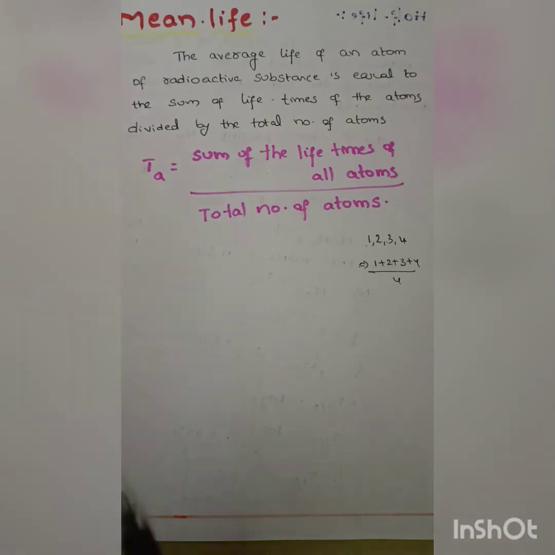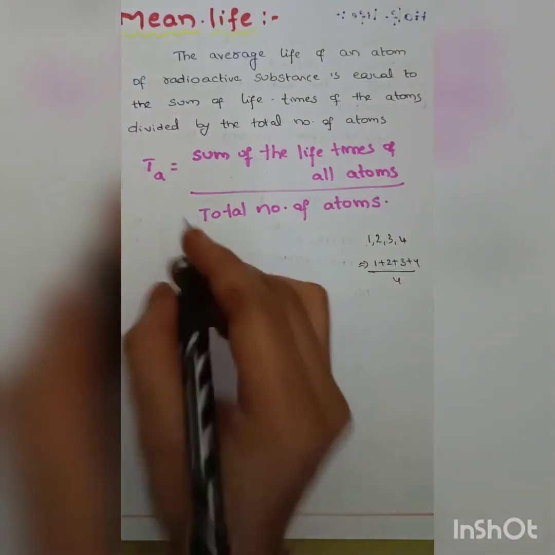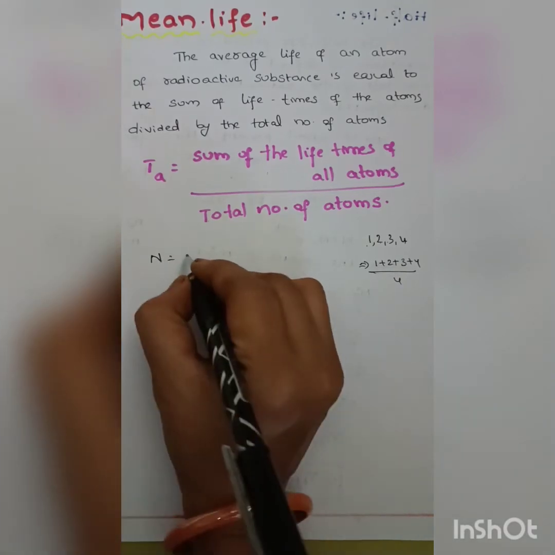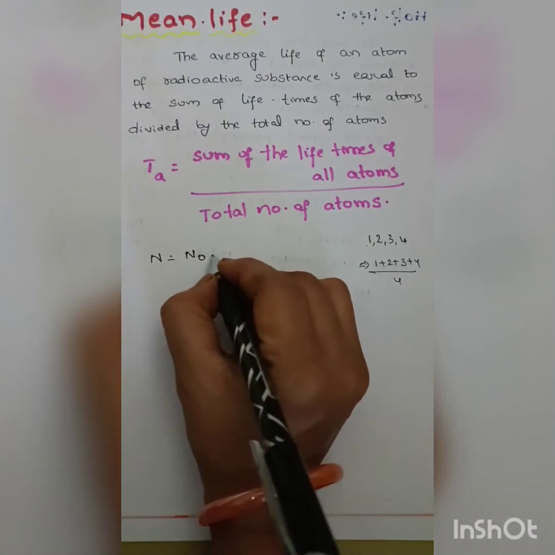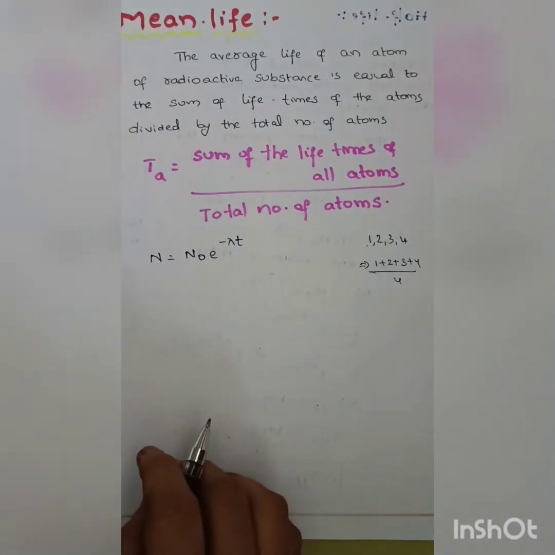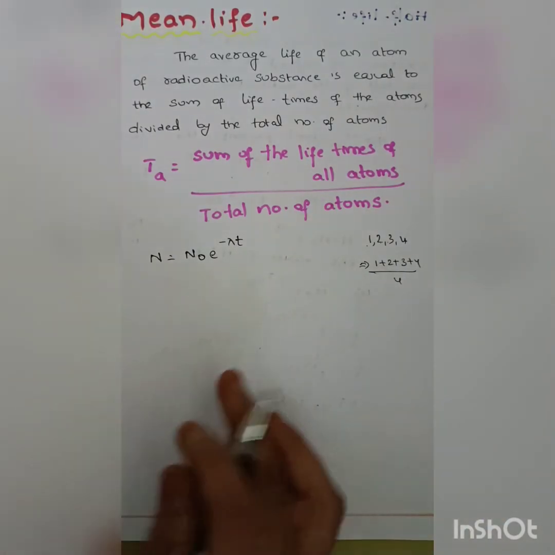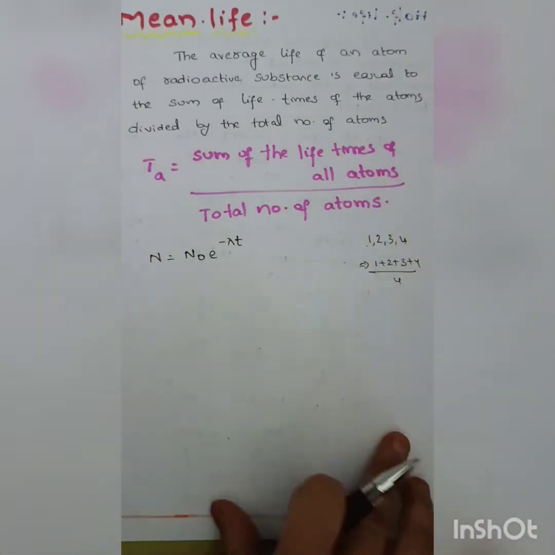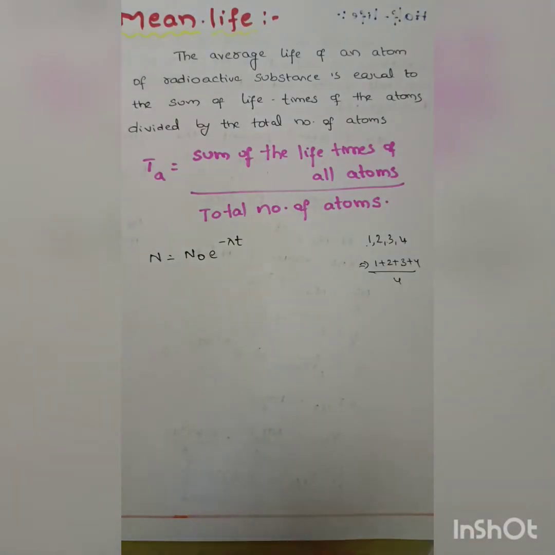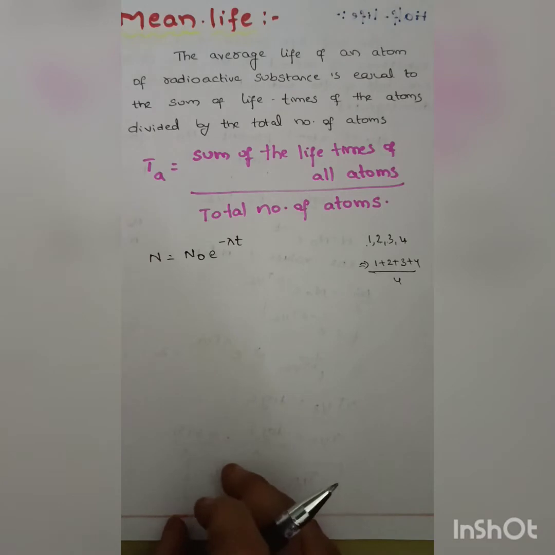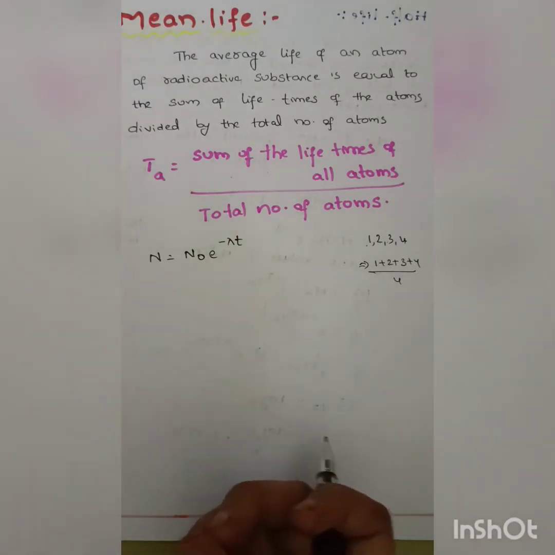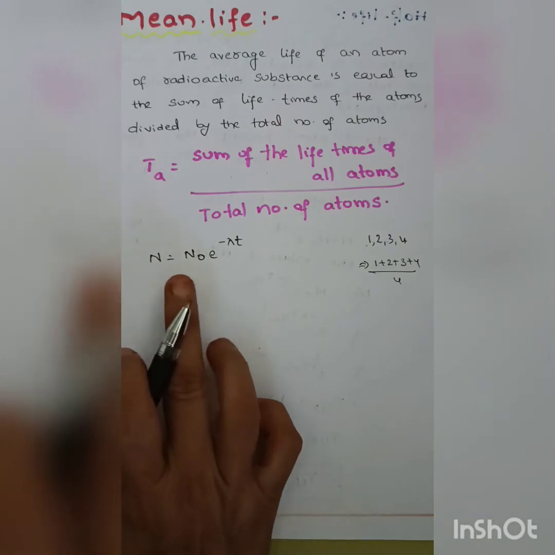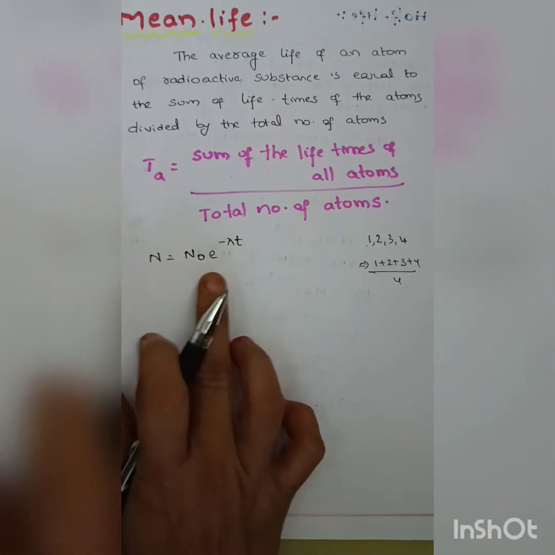To derive the formula for mean life, we have to take the basic formula, that is, we know N is equal to N naught e power minus lambda t. Here, the sum of lifetimes of all atoms by the total number of atoms means what? The atoms of a radioactive substance disintegrate continuously. So we have to take the disintegration rate of the atoms.